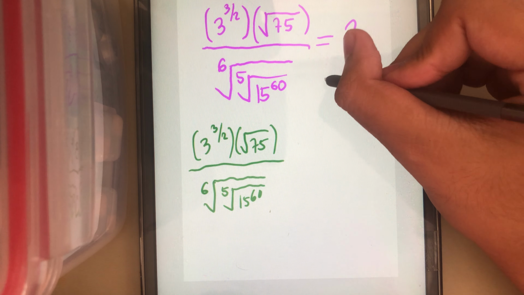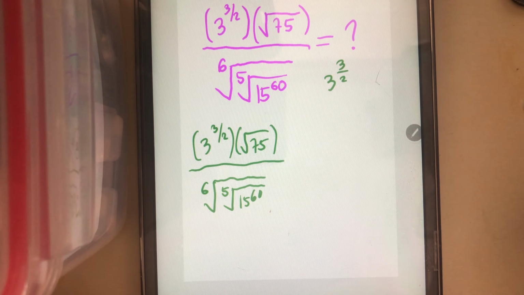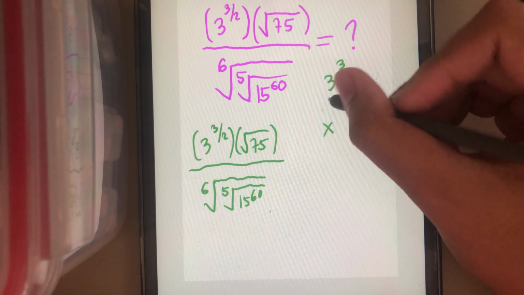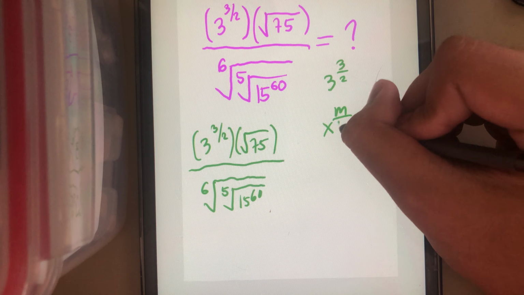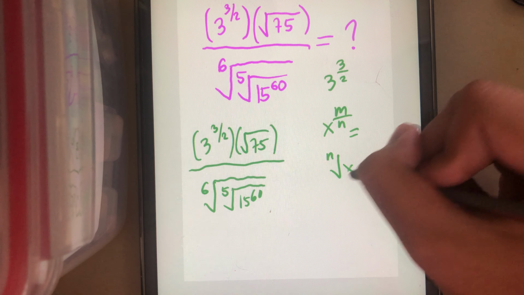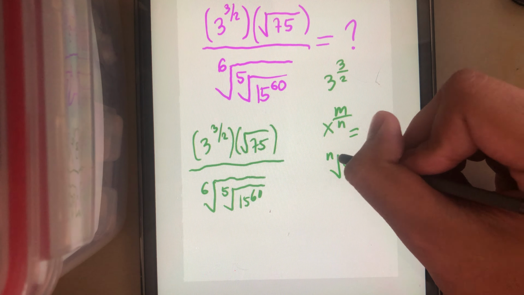Let's focus on 3 power 3 over 2. If we use the fraction exponent rule, x power m divided by n is equal to the nth root of x power m, which means that 3 power 3 over 2 is equal to the square root of 3 power 3, or 27. So it's square root of 27. Therefore, 3 power 3 over 2 is equal to square root of 27.